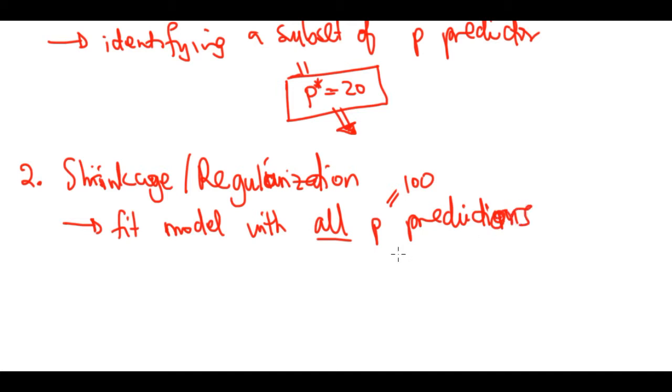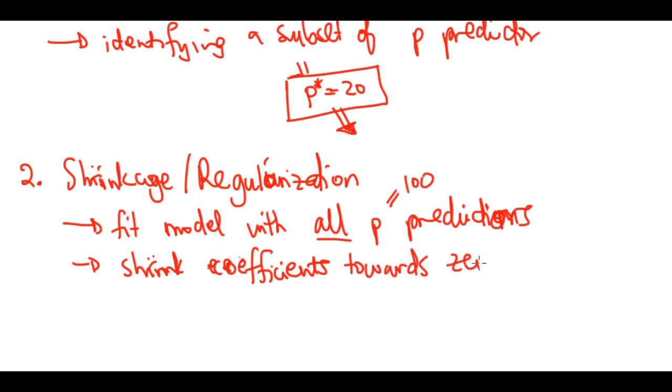And then after we fit them, we shrink the coefficients that come out of those betas. We shrink the coefficients towards 0, right? This allows us to reduce variance. It reduces the variance.